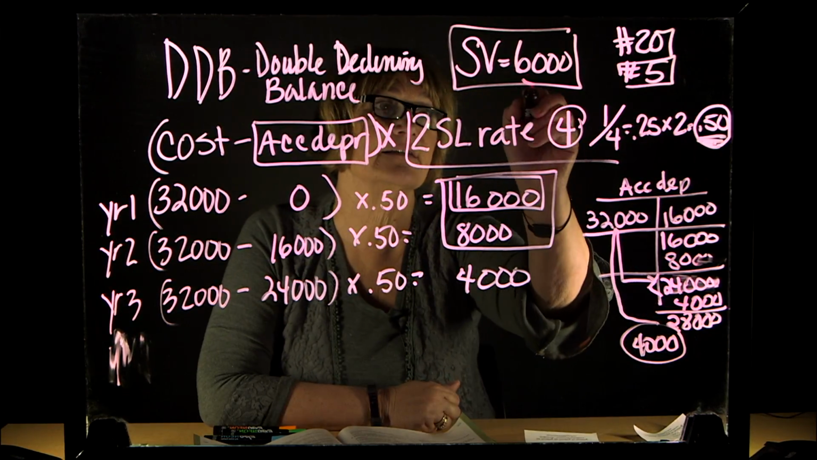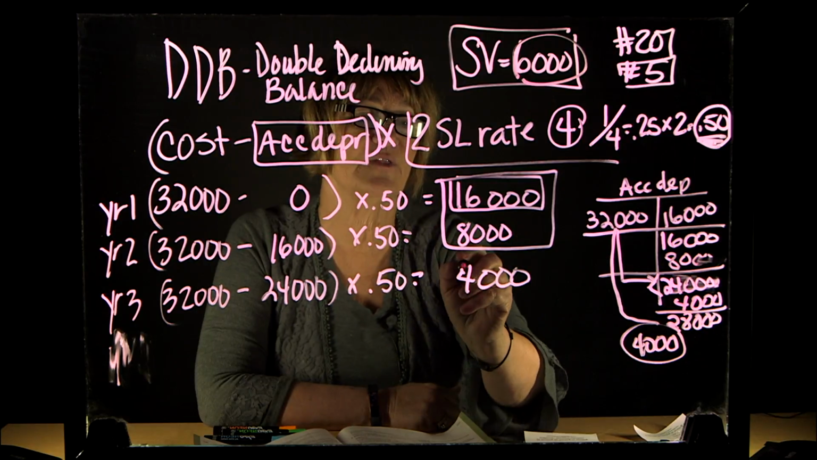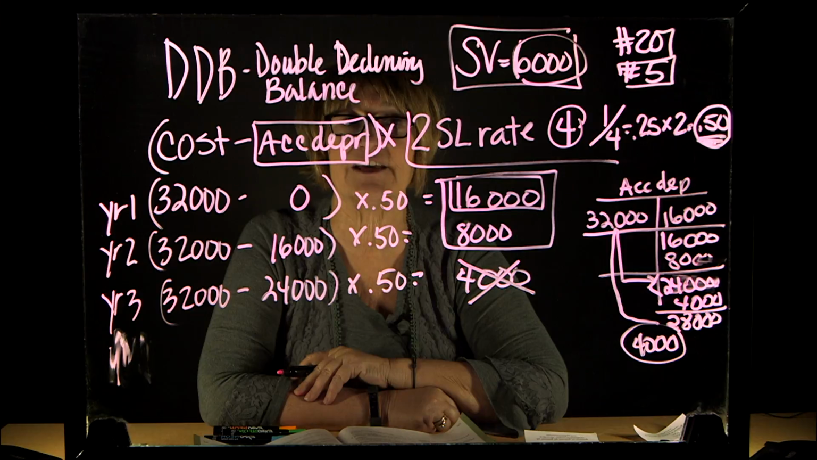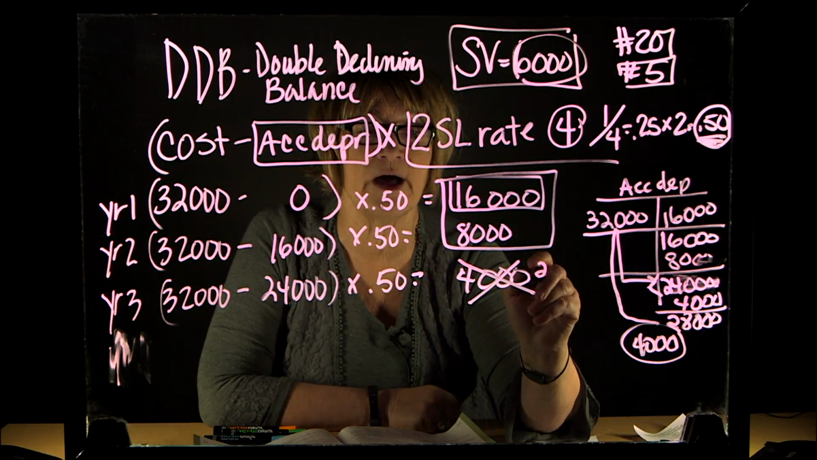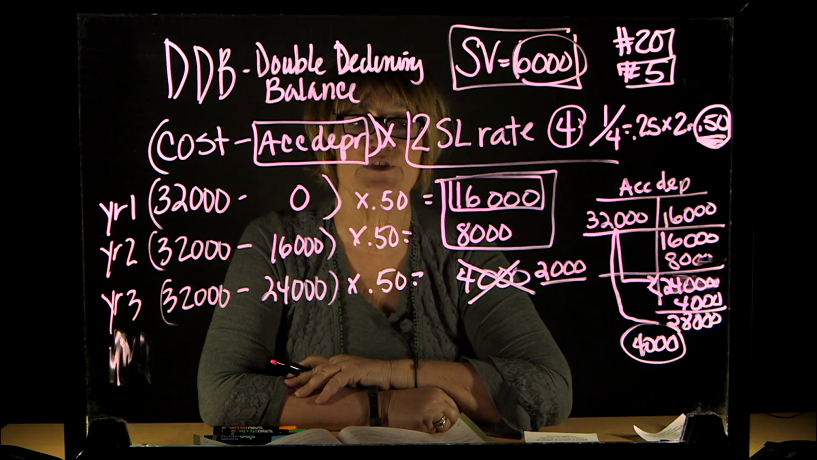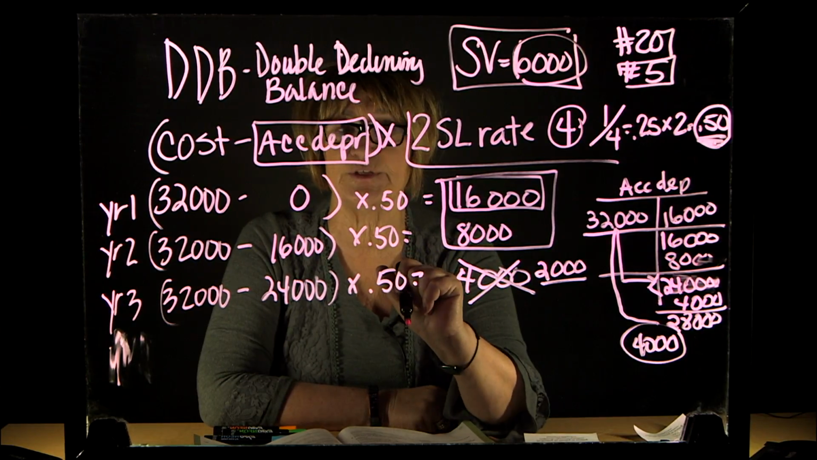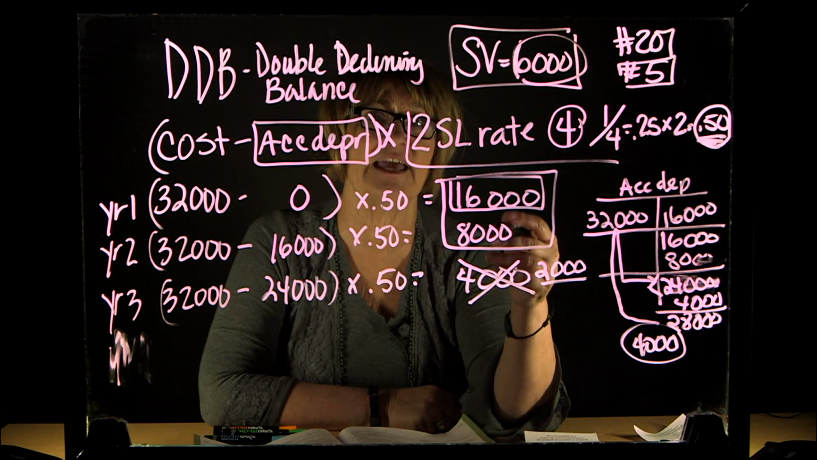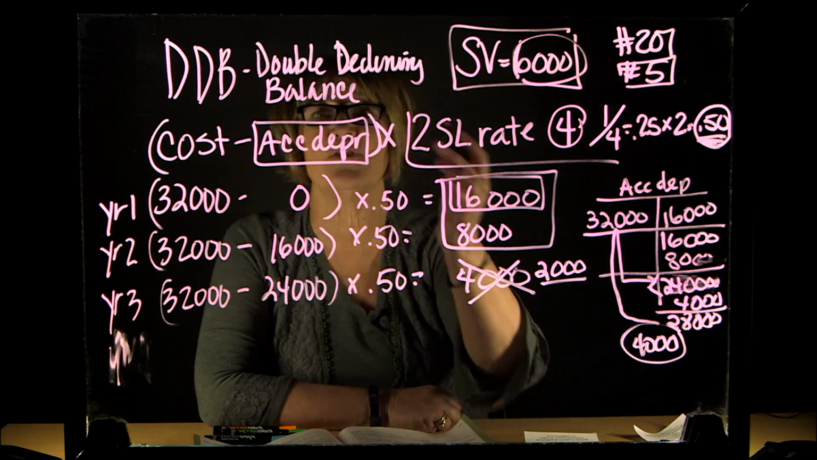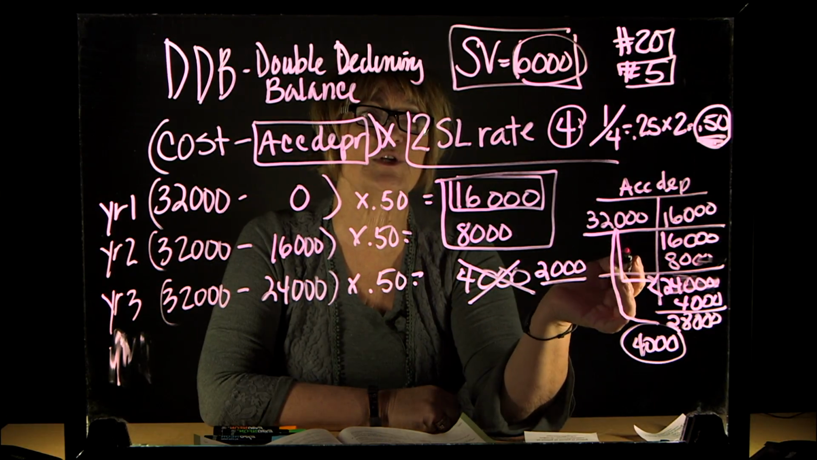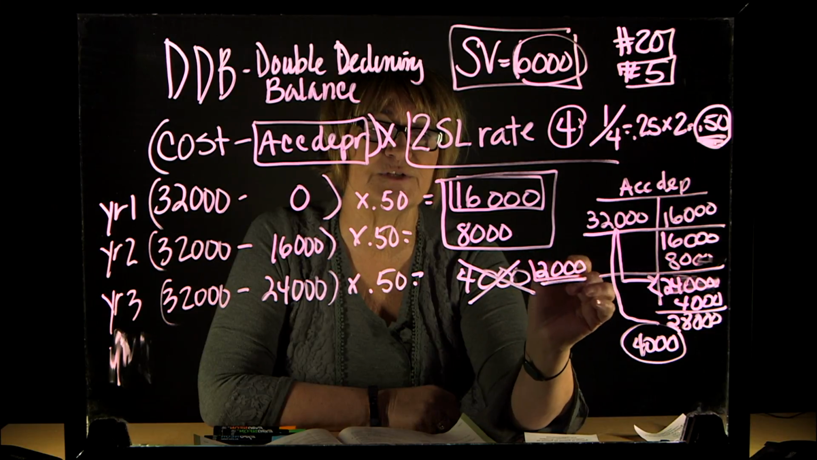And I can only have what? 6,000. So that means that I don't use the calculation in the last year. I only can go up to the amount needed to get to my salvage value. So in this case, it would be $2,000. I would not be able to use the calculation because if I add 16 plus 10, I get 26,000, and 32 minus 6 is $26,000. So in this particular instance, you cannot use the calculation.